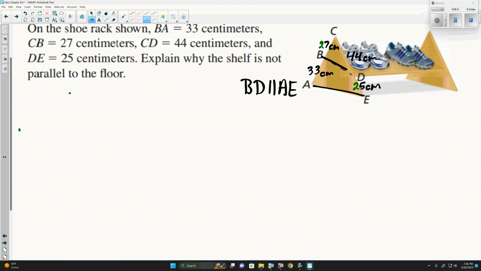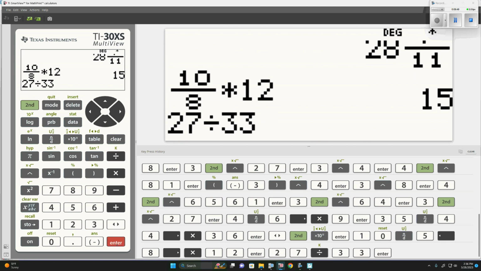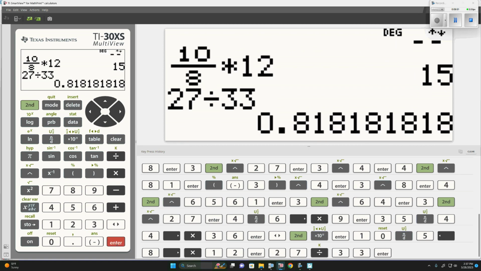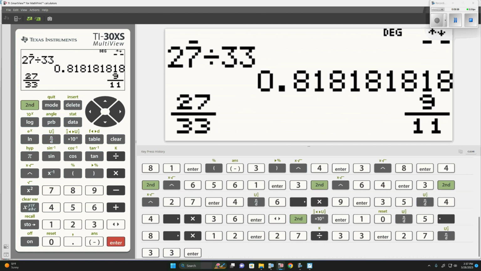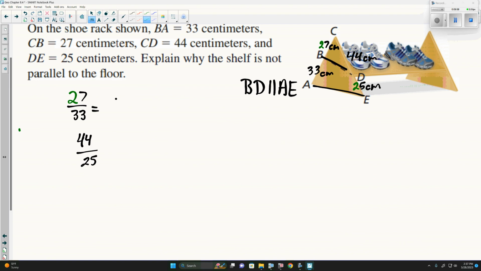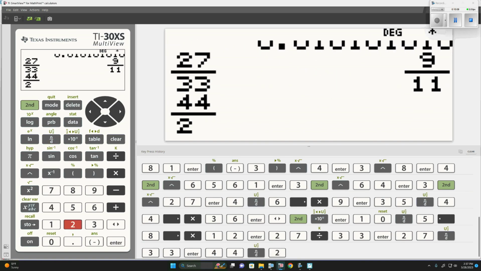So we'd have to say what? 27 over 33 should be proportional, the same as 44 over 25. So what is 27 over 33? Well, 27 divided by 33 is, there's a fraction, it is 9/11ths. And 44 over 25 is.